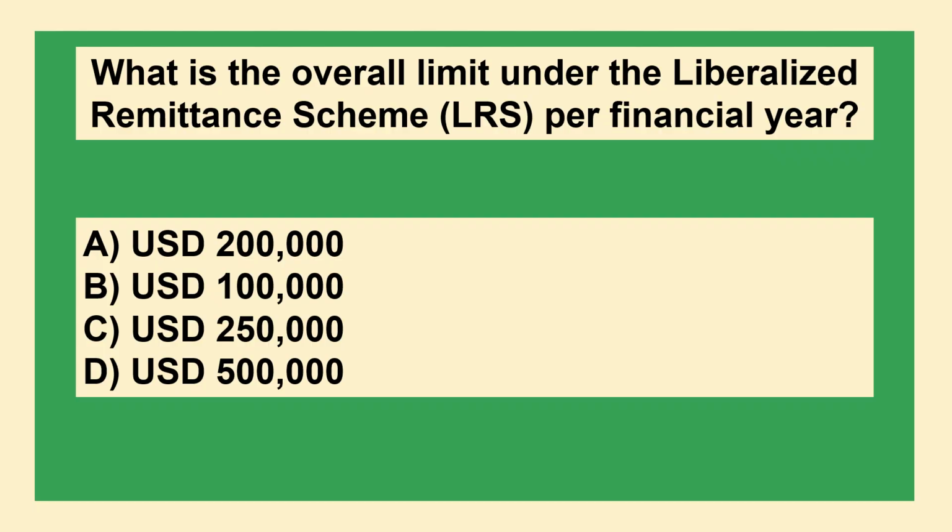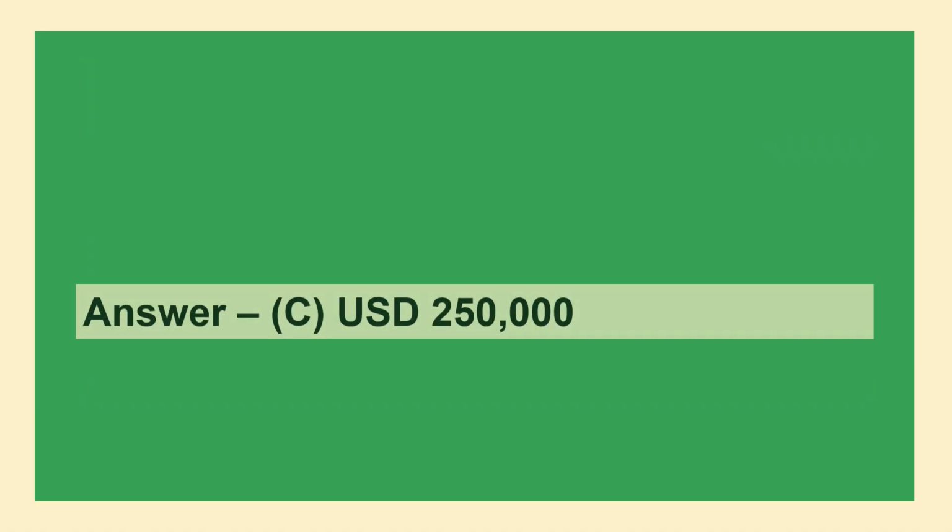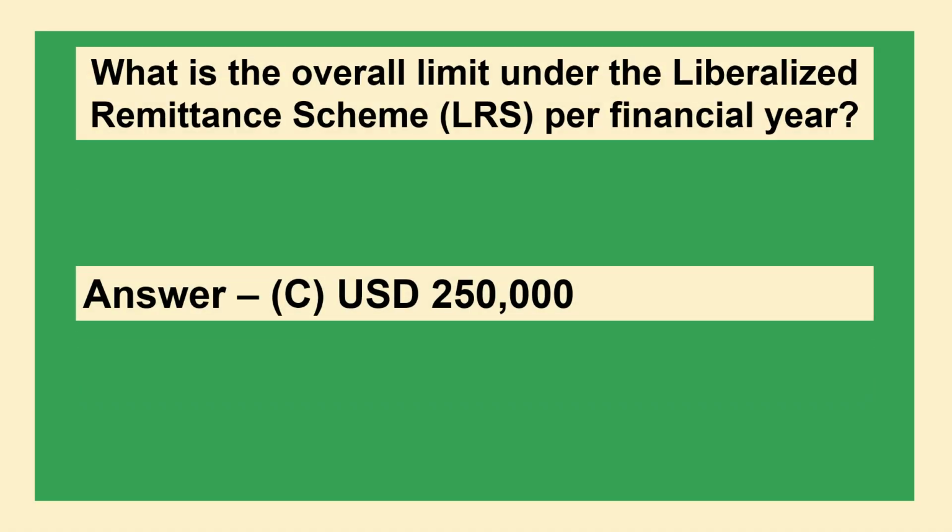What is the overall limit under the liberalized remittance scheme LRS per financial year? Option A USD 2 lakhs, Option B USD 1 lakh, Option C USD 2 lakhs 50,000, Option D USD 5 lakhs. The answer is option C USD 2 lakhs 50,000.